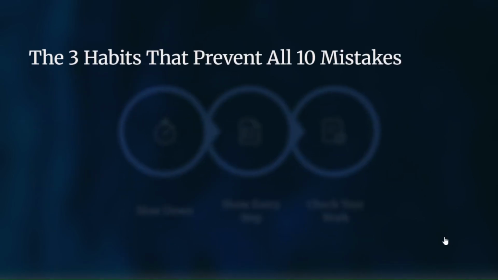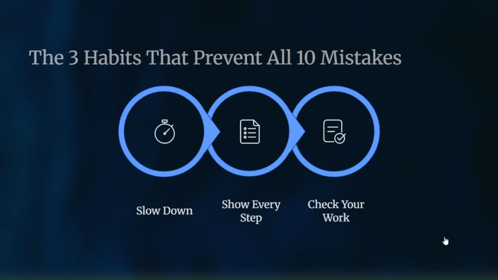Here are the 3 habits that prevent all 10 mistakes. Slow down, show every step, and then check your work. Most algebra errors aren't about understanding, they're about carelessness. Building these 3 habits will eliminate the vast majority of lost points on tests and homework. So fix these 10 mistakes and your math grade changes immediately.